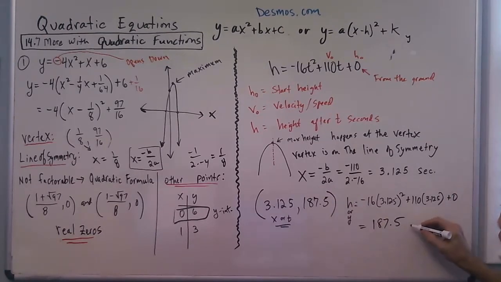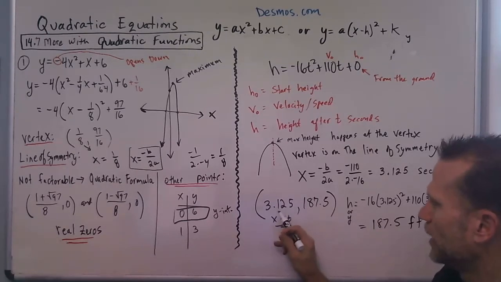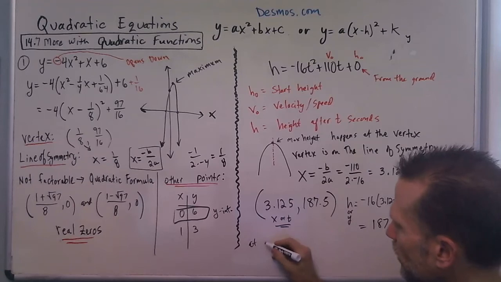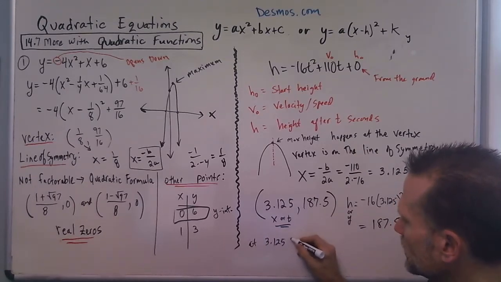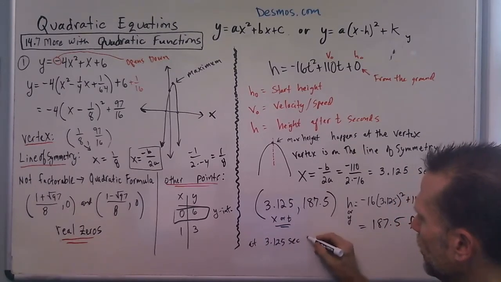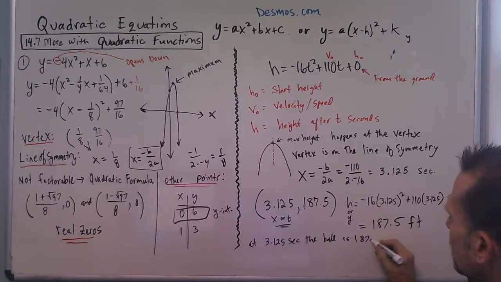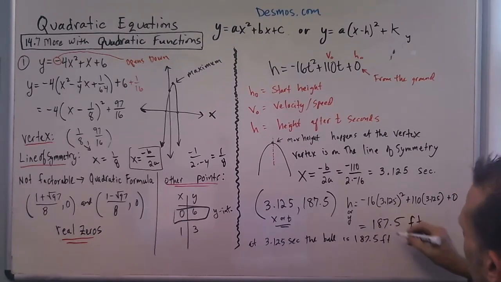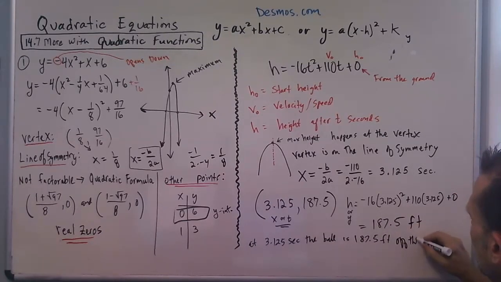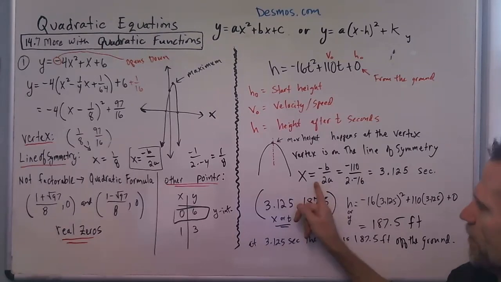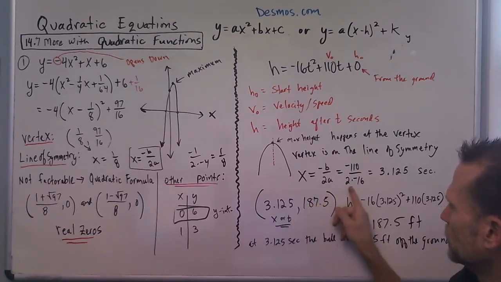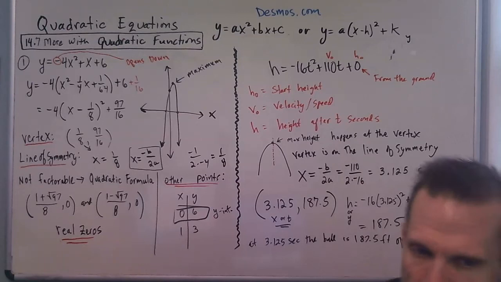So the second part of this problem asks, what is the max height? Well, at 3.125 seconds, the ball is 187.5 feet off the ground. And that's the max height. So remember, find the vertex by using the line of symmetry.